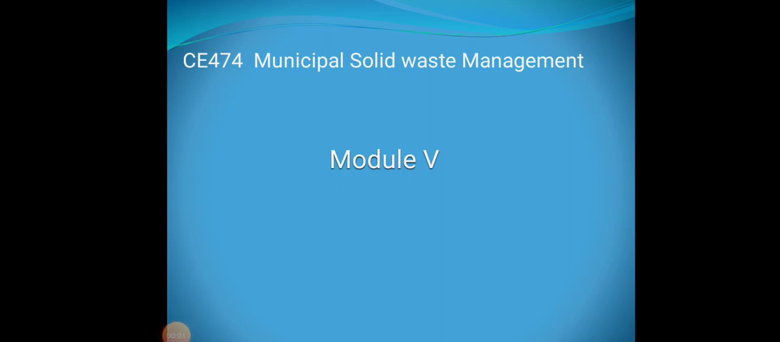Welcome, dear students. In the last class, we discussed the different types of incinerators. We have seen that incinerators may be classified into three categories based on the purpose: domestic, commercial, and municipal incinerators. Again, based on the number of chambers, they may be classified as single chamber incinerators and multi-chamber incinerators.